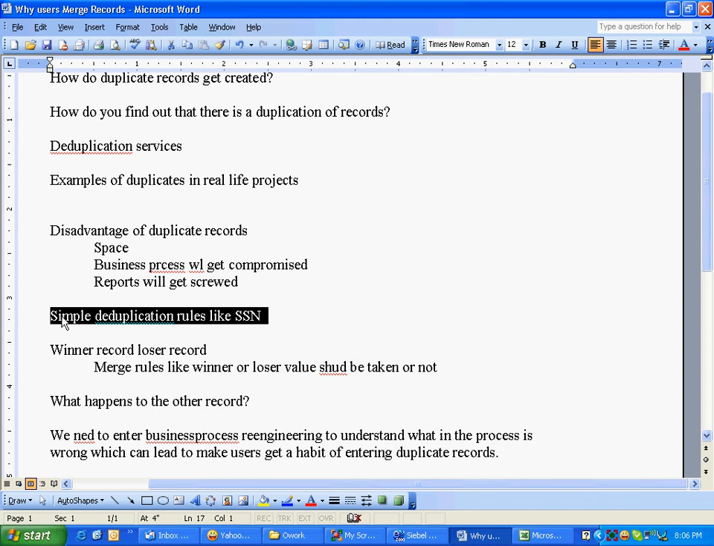So this is probably not the best rule. So as a BA, you should be thinking about it. What should be a good deduplication rule and whether to dictate it in the database or not, right?